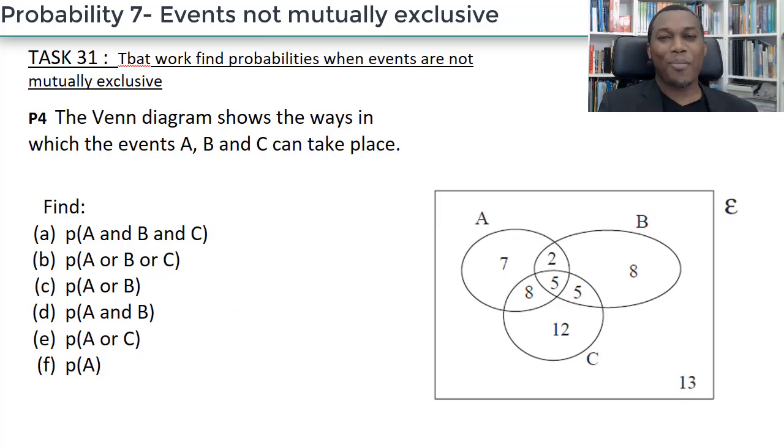Here is question number 4. Pause, have a go at it. Use your power of the pause. Very similar to the previous question. It's the same probabilities you want to find, but the design of the diagram is different. So model what I did previously to come up with your solutions. Pause, you work on this one.